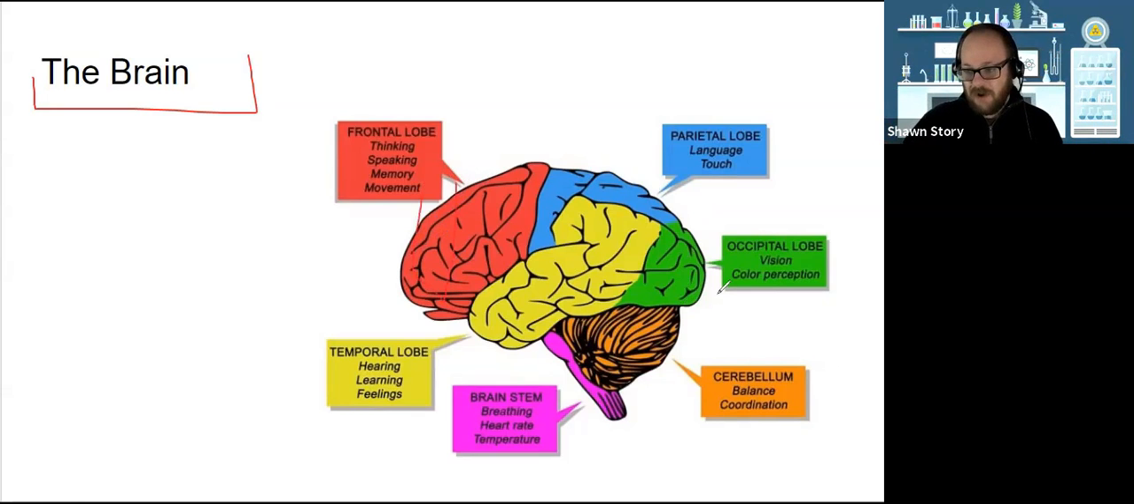Exactly. So that's our frontal lobe. We have our vision in our back. Our hearing is here in the middle. Notice that's really kind of close to the ears, right? So it's like that center part right there. We also then have language and touch kind of here.